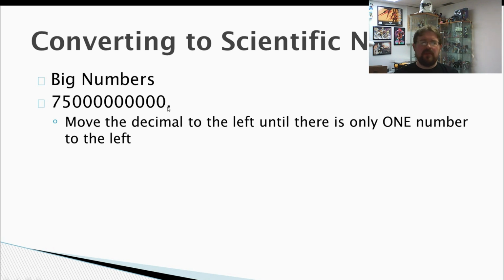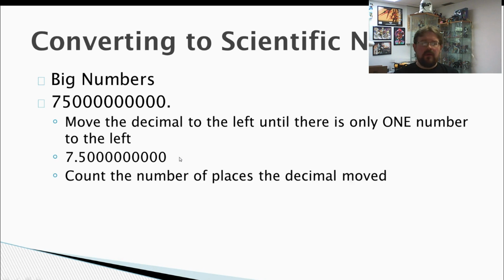What does that mean? Well, follow my pointer here. Our decimal's here. We're going to move it 1, 2, 3, 4, 5, 6, 7, 8, 9, 10. And I'm going to stop here because I want to stop with one number to the left of that decimal. So that decimal is going to go right there. Count the number of places the decimal moved. Again, we did 10.